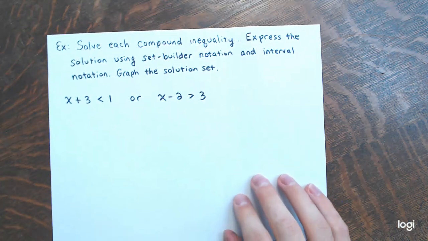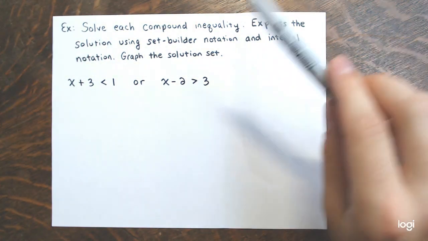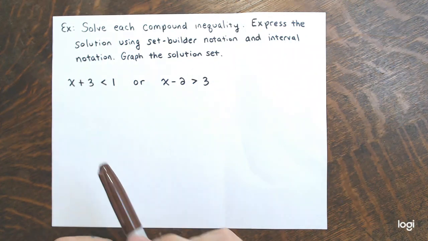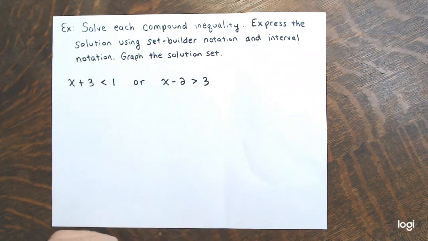So the first example I have for you, and in each one I'm going to be asked to solve the compound inequality, then express the solution using what's called set builder notation and interval notation, and also graph the solution set. Being that there's only going to be one variable appearing in my compound inequalities in each example, the solution set will be graphed on a single number line for that single variable. Alright, so let me get into the steps.